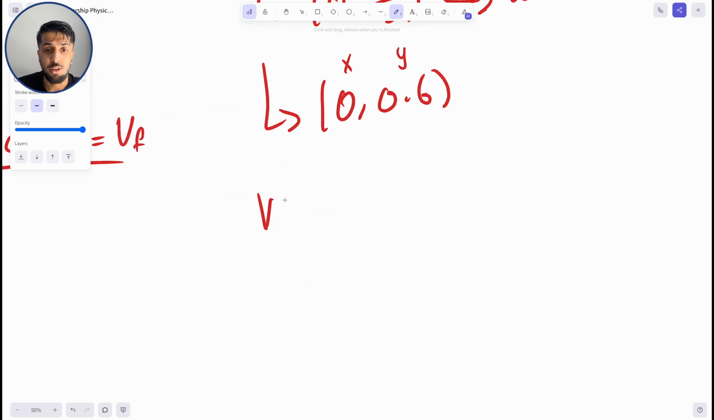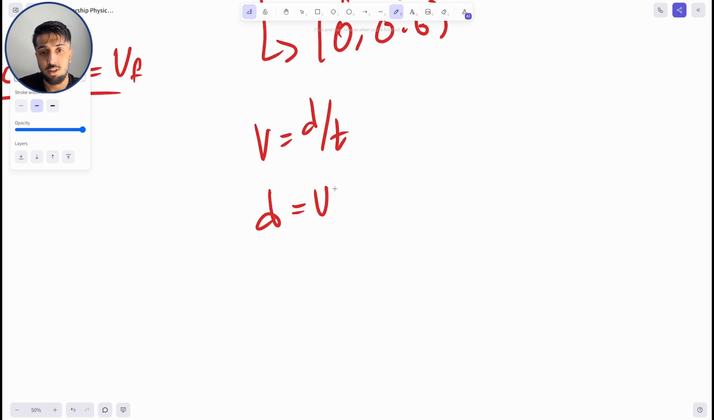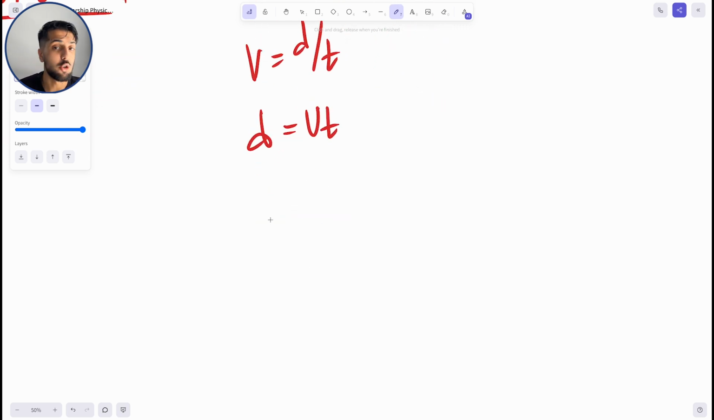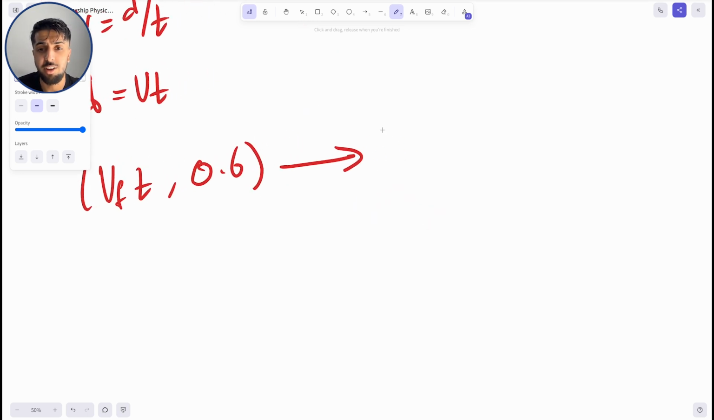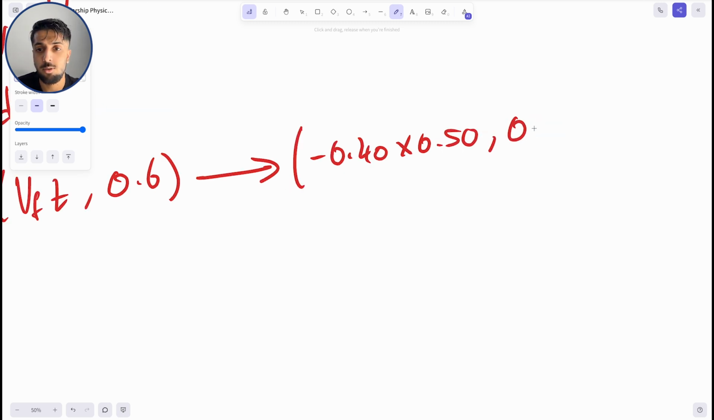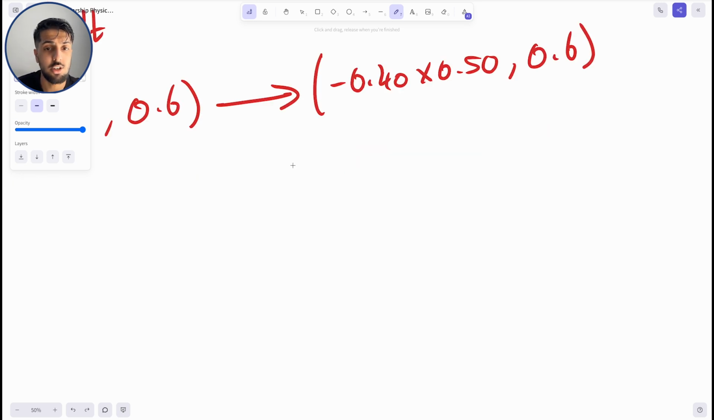Now, as we know, velocity is equal to distance over time, and therefore distance is velocity times time. And therefore, the new location of the center of mass is going to be vft, and 0.6, again, because the y coordinate does not change. And therefore, subbing in our values, vf is negative 0.4 times our time, which is 0.5, and the y coordinate is 0.6. This gives us a new coordinate for the center of mass as negative 0.2, 0.6.